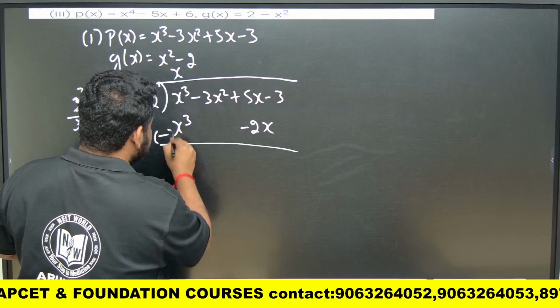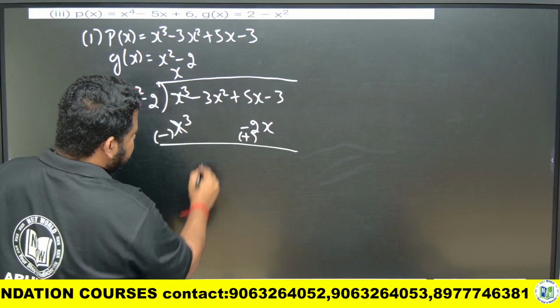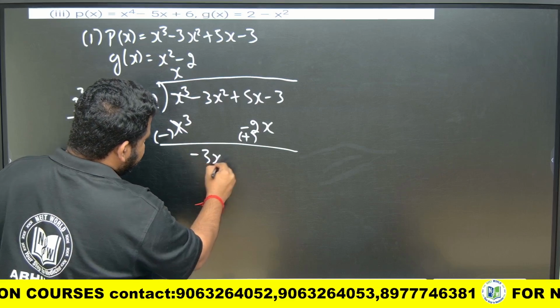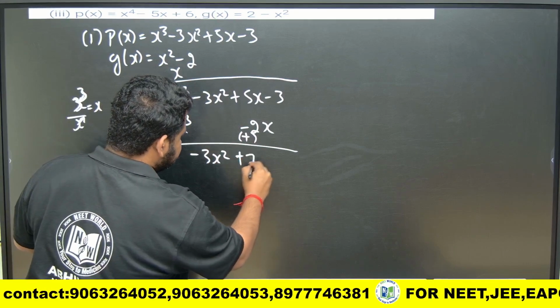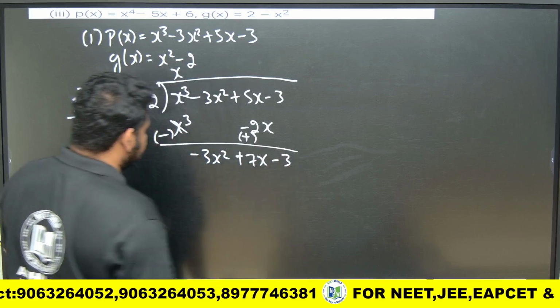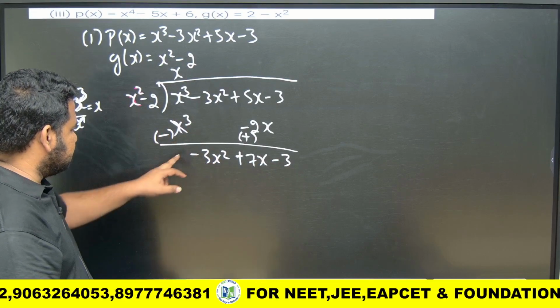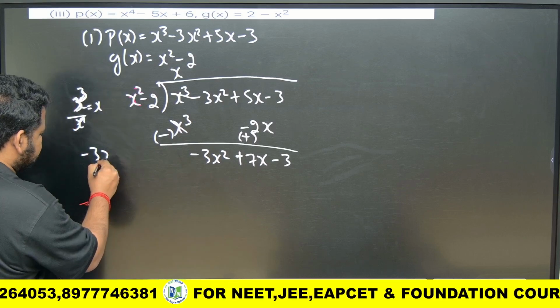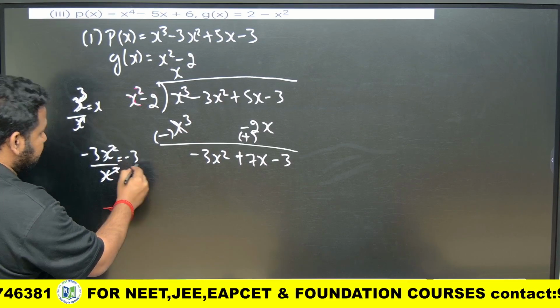This I will minus, this will be plus, opposite signs. So this will cancel, and I will be left with minus 3x square, 5 plus 2, 7x, minus 3. Now again I have to divide this. Minus 3x square is there, and here x square is there. So I have to divide minus 3x square by x square. What is left? Minus 3 is left, so I will write minus 3 here.